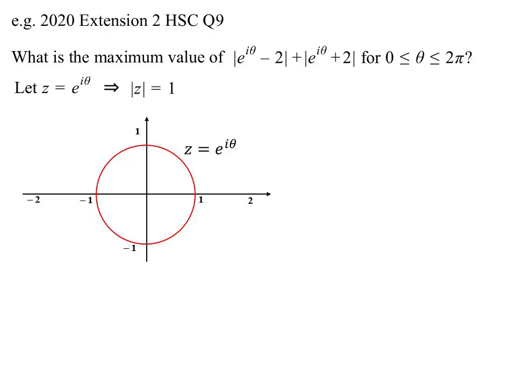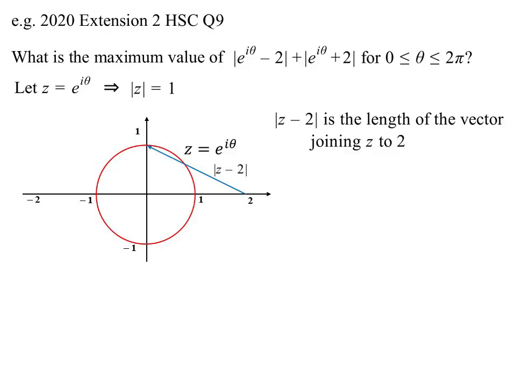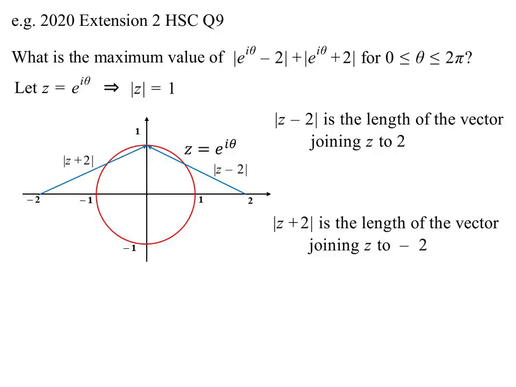We want the solutions where the modulus of z minus 2 plus the modulus of z plus 2 is the biggest it could be. So what does that mean? Well, remember, the modulus of z minus 2 is the length of the vector that joins z to 2. So if I pick a point on this circle and join it to 2, we say, what's the length of that vector? And then the modulus of z plus 2 would be joining the same point, but now let's join it to negative 2. And what we're asking is, when is the addition of those two lengths a maximum?